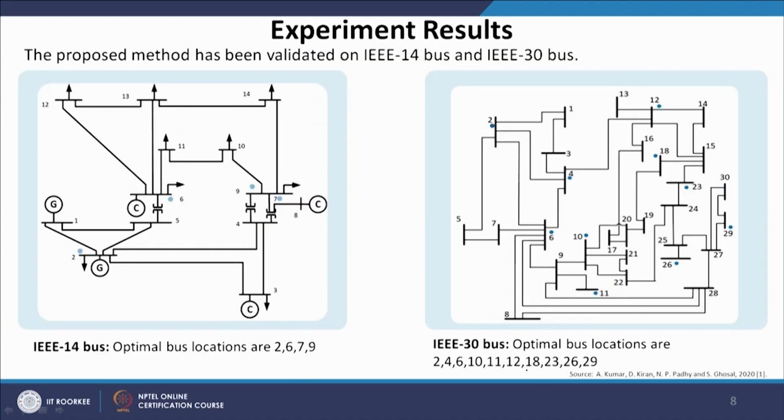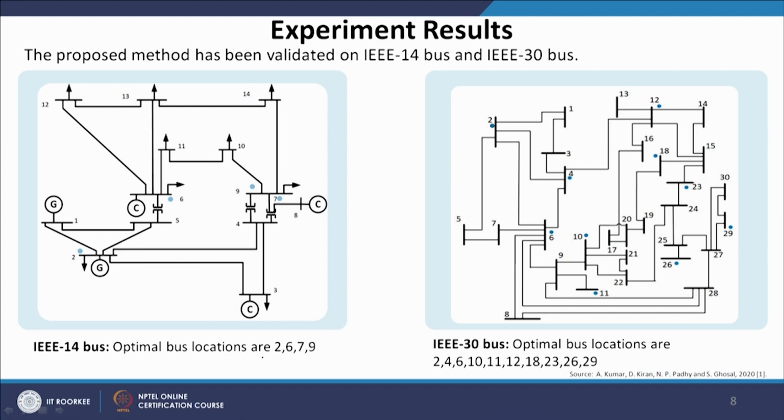So, we have tried with two systems. One is the IEEE 14 bus system. As you could see, there are 1, 2, 3, 4, 5 generators and a synchronous condenser 2, and then you have an IEEE 30 bus system, and both are transmission systems.